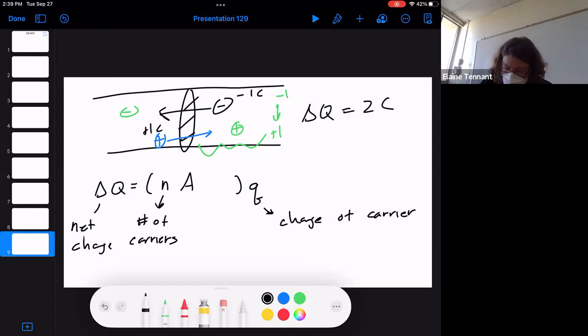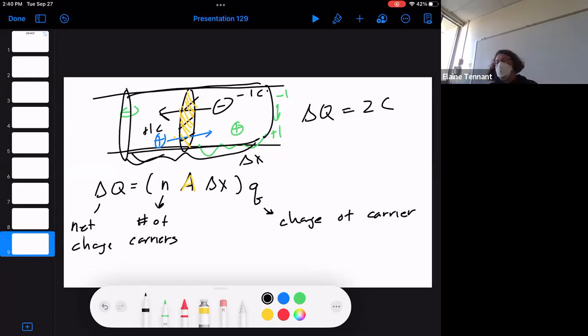Then you want to think about the cross-sectional area. So that's this area right here. That's A. And then you might need to look at the length of the wire. So you might be looking at a chunk of wire that you want to examine. So you might cut yourself out a cylinder like this, where that would be delta X. Okay. Sound reasonable so far? Maybe. Okay.